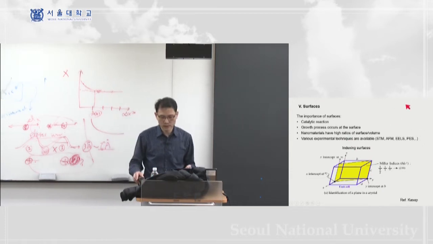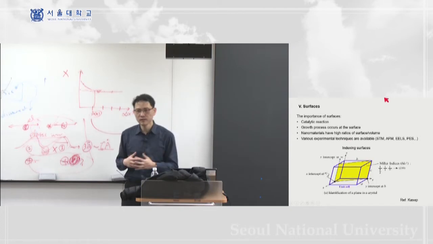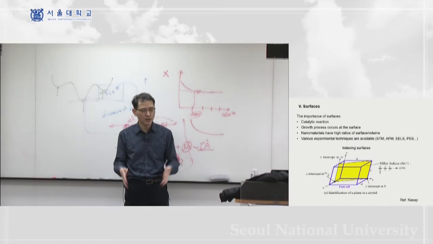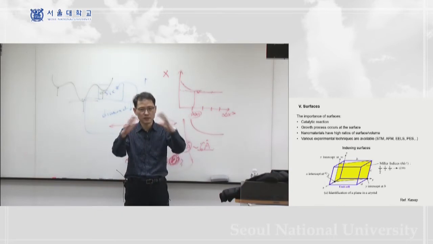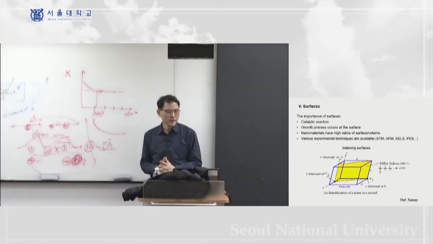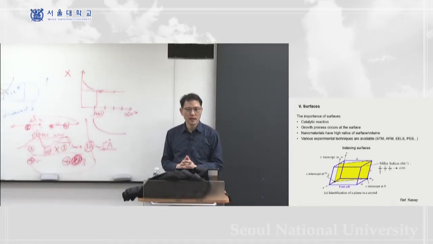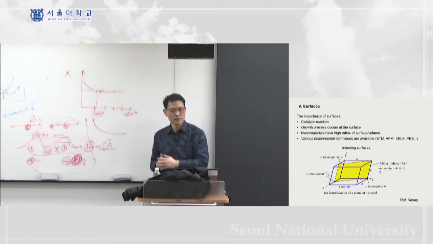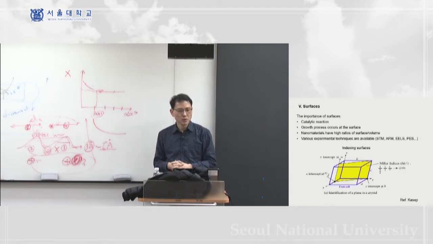Okay, so the surface is a kind of extended defect, but it exists in any kind of finite material, right? Even if you make a single crystal, it has a surface, right? If it's a finite material. But the surface has its own importance. Many catalytic reactions occur on the surface of the catalyst. And also the growth, when you grow the material, of course it starts from the surface. Okay, so knowing the surface is very, very important.